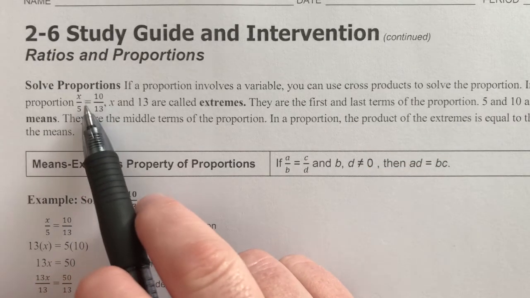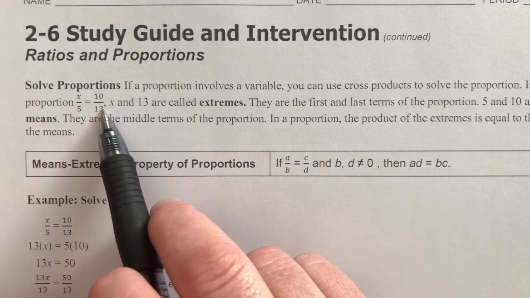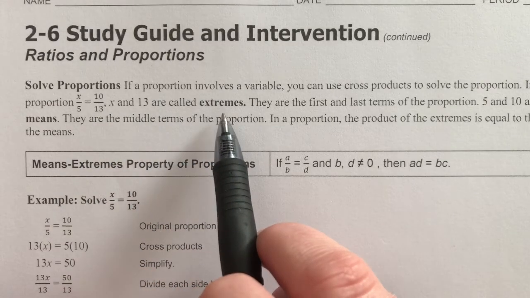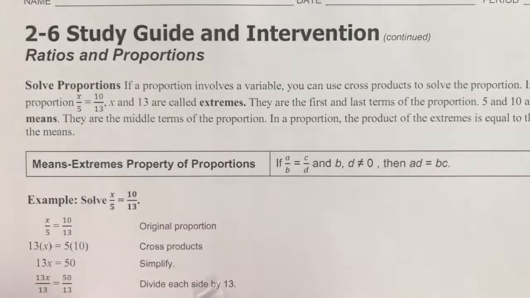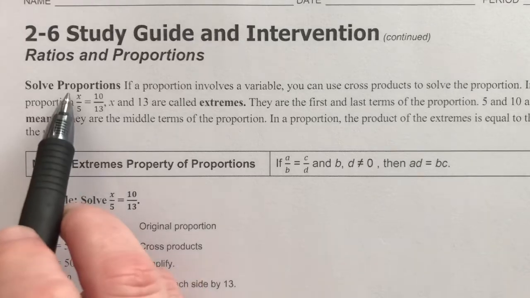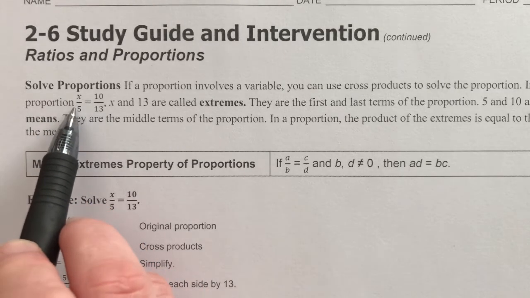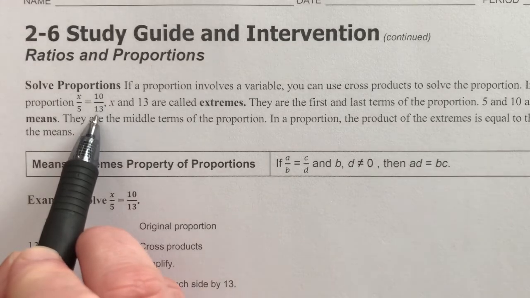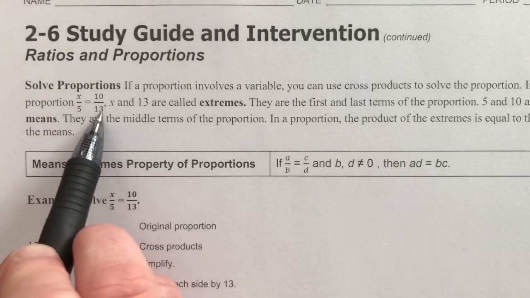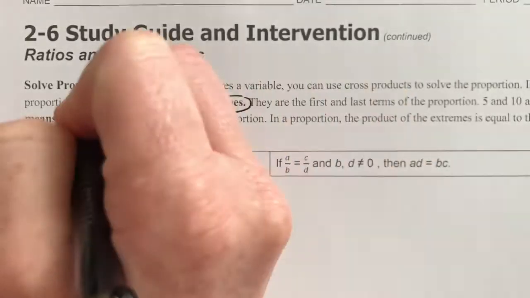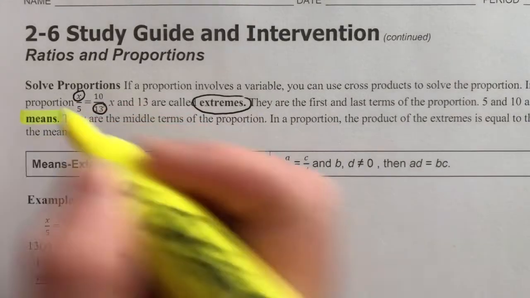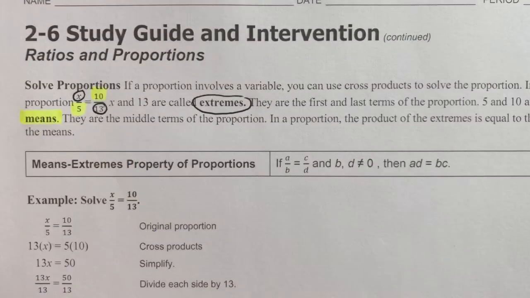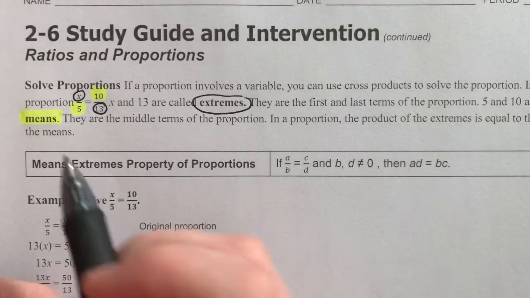In the proportion, x over 5 equals 10 over 13, x and 13 are called extremes. They are the first and last terms of the proportion. 5 and 10 are called the means. So if we read this in order, x would be the first thing we say, right? X divided by 5 equals 10 divided by 13. So the first thing we say and the last thing that we say are extremes. This x and this 13 are the first and last things we say. The means are the middle numbers that we say, right? X and then the divided by 5 equals 10 divided by, that part is the middle part. So those are our means.